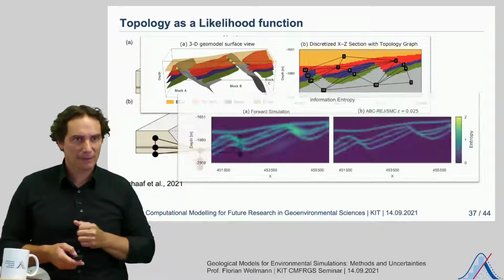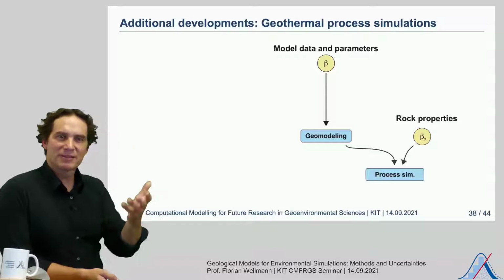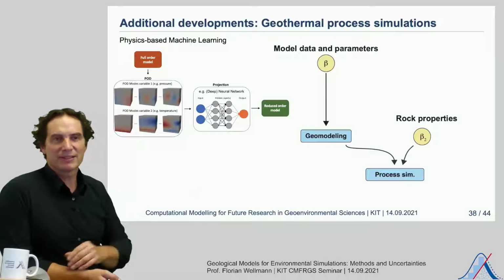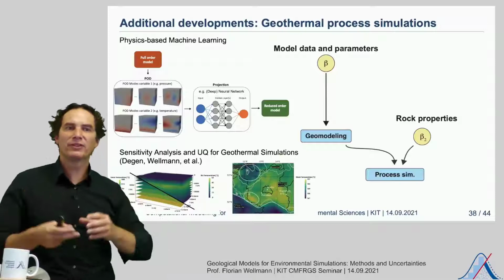And finally, I mentioned the process simulations a bit. Just as one glimpse here, what we need to do to take these geological models and use them, say, for geothermal simulations, is to assign rock properties as well. That's quite a path where we invest some time to automate and to optimize these process simulations, also using physics-based machine learning methods, which allows us then to combine geological modeling and process simulations to also see how uncertainties from both fields combine. That's really an active field of research.